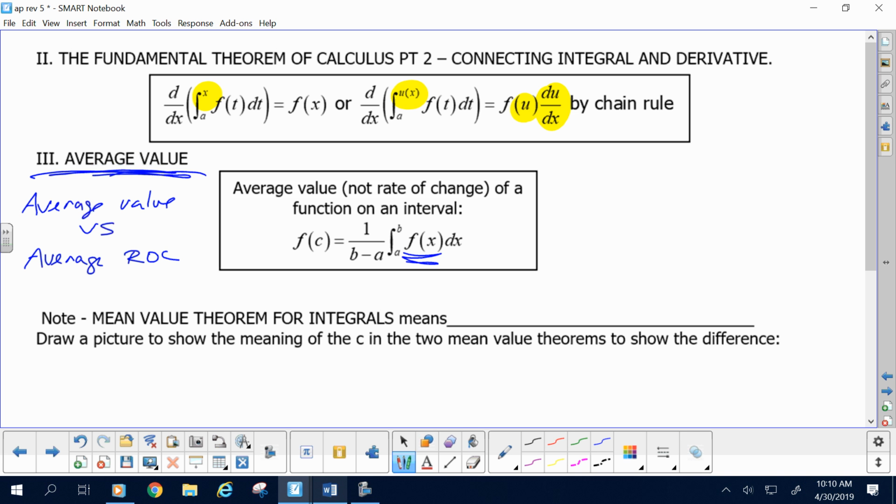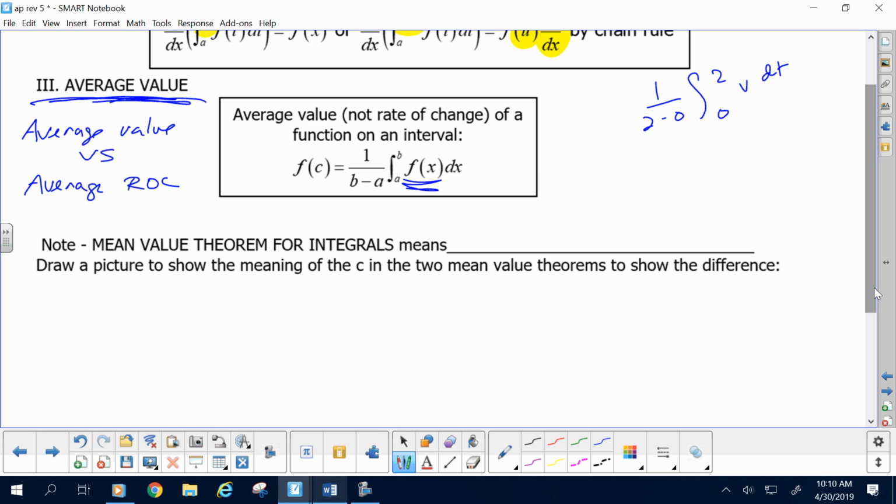If I say, hey, what does this mean? That is the average velocity. It's the average value of whatever's in the integral, and velocity is in the integral. So it's the average velocity, okay? Mean value theorem for integrals just means there is an x value that makes the average value.